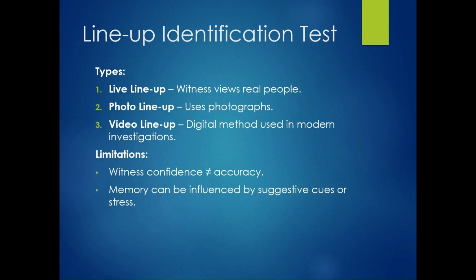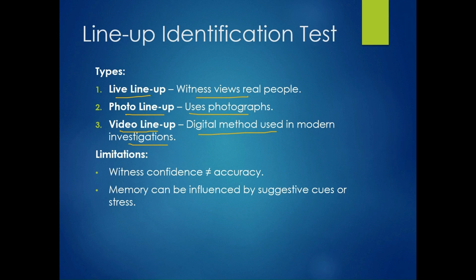Now, there are three main types of lineup identification test. The first is called live lineup. Here the witness views real people in person. Second is photo lineup, where the witness is shown photographs of the individuals. Third is video lineup, where a digital method is used in modern investigations, where a video is shown to the witness. To ensure fairness, as I said, all participants in the lineup must resemble each other in race, age, height, and also in clothing.